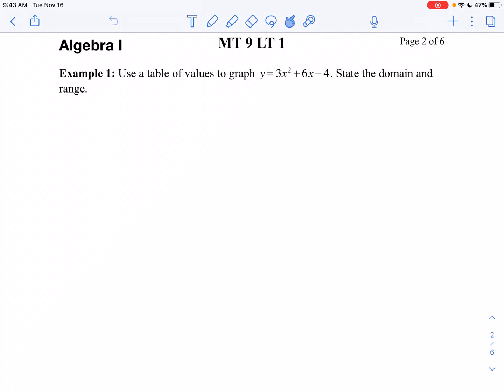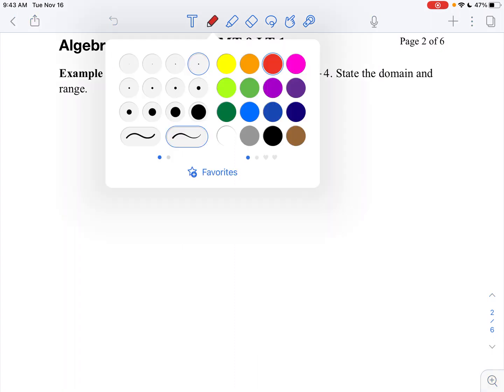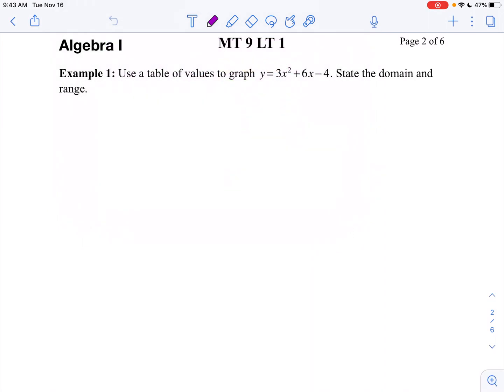Okay, in example 1, we're going to make a table of values to graph 3x squared plus 6x minus 4. I want to state the domain and the range. So first off, we're going to start with the axis of symmetry. Your axis of symmetry, remember, is x equals the opposite of b over 2a. On this particular problem, notice a is 3, b is 6, and c is negative 4.